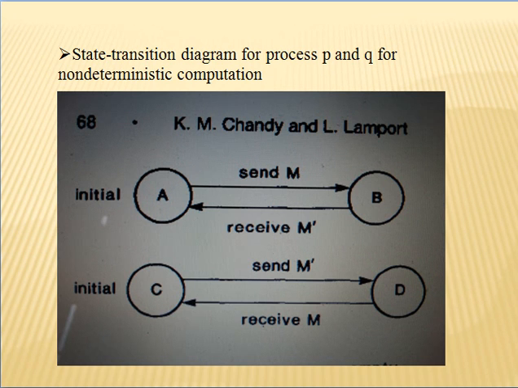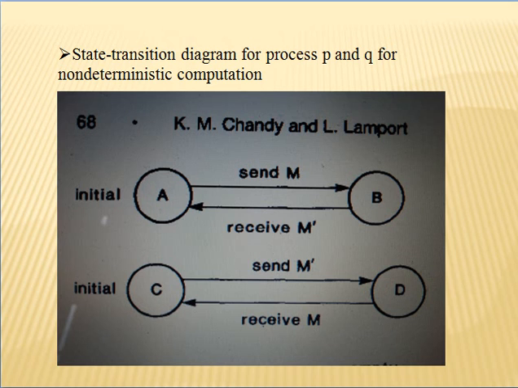Processes P and Q are defined by the state transition diagram. I have already shown how they are represented, but this can also happen. This is called non-deterministic computation. Here, initially A is sending the message M to B, and it is receiving message M dash from B. And then C is sending the message M dash to D, and then C is receiving the message M.